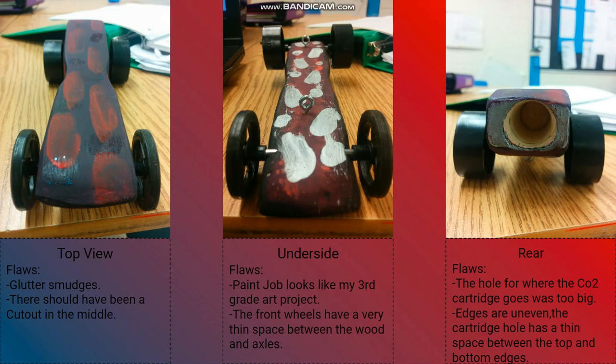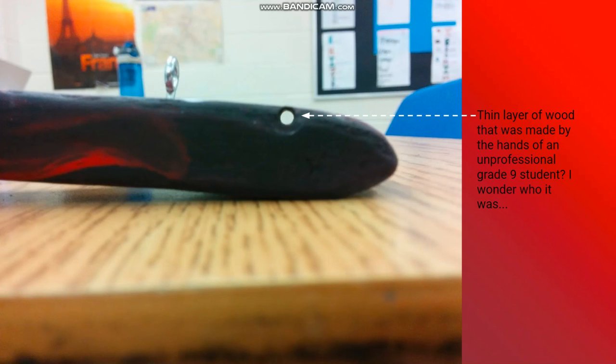Next, I'm going to talk about the underside of my car, since it might be one of the weirdest features about this car. Apart from the paint job, there's another thing that I noticed that could have potentially been risky when I was drilling the holes for my axles. The front wheel holes that I was drilling had a very thin layer separating them from the hole on the outside. The reason why I said this was risky was for two reasons.